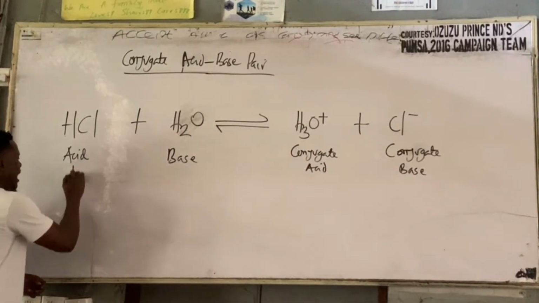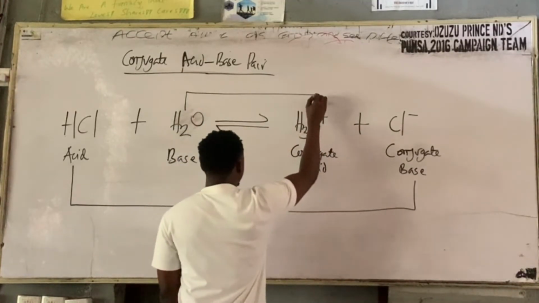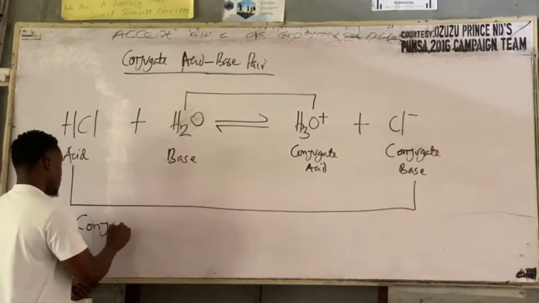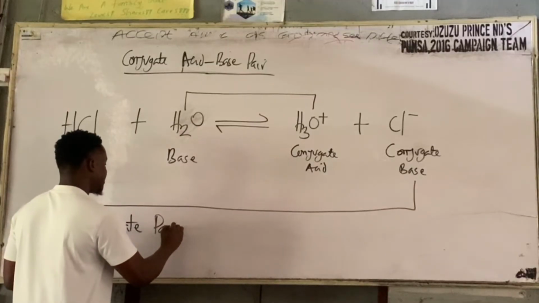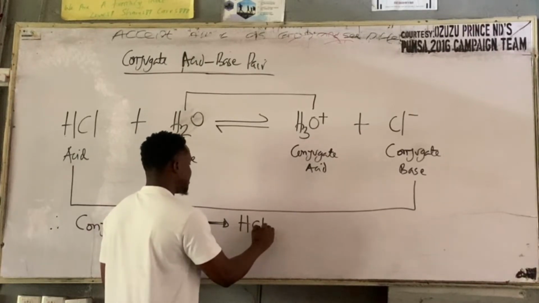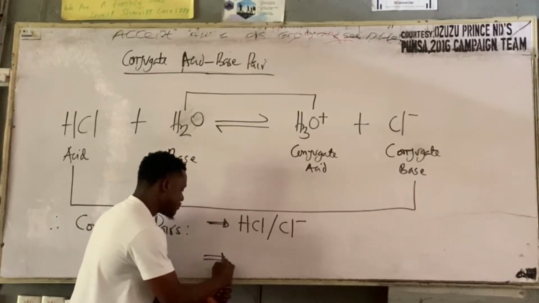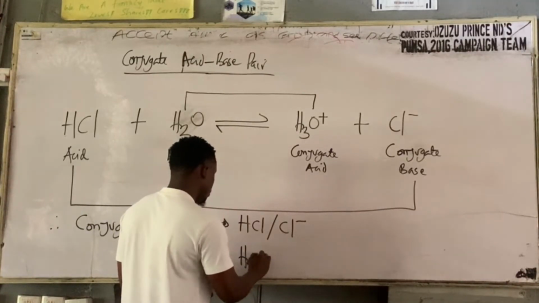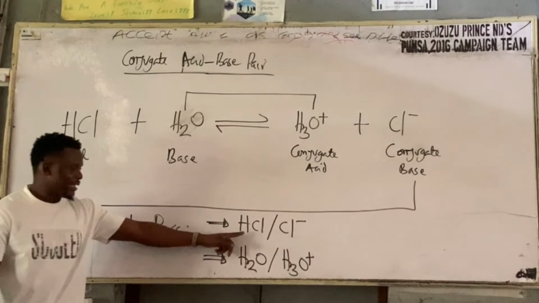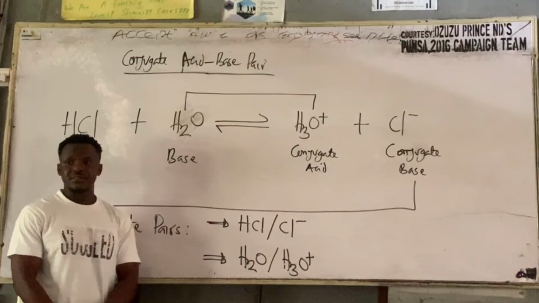Now, we say an acid, so therefore the conjugate pairs: we have the first one, HCl slash Cl minus, and we have the second one, H2O slash what? Now these are the conjugate pairs. An acid and its conjugate base. A base and its conjugate acid.